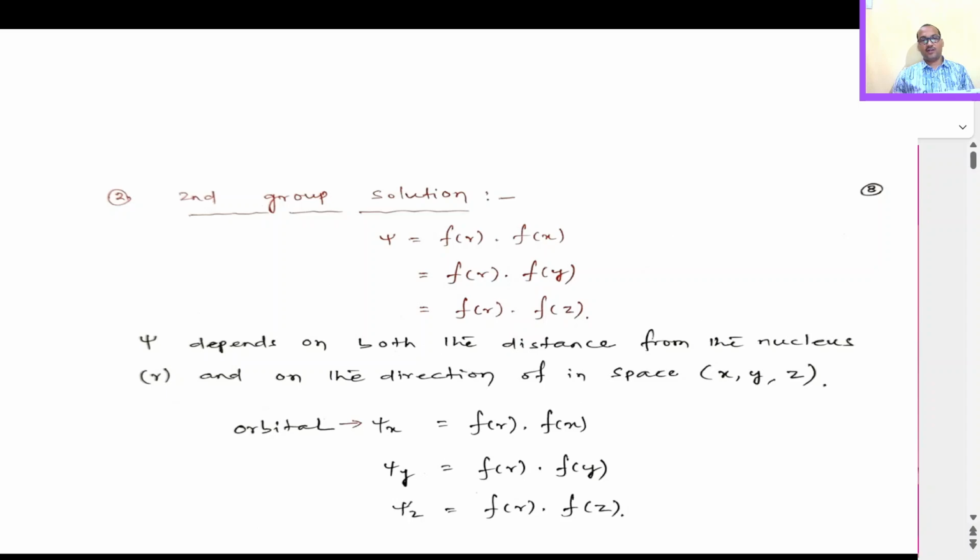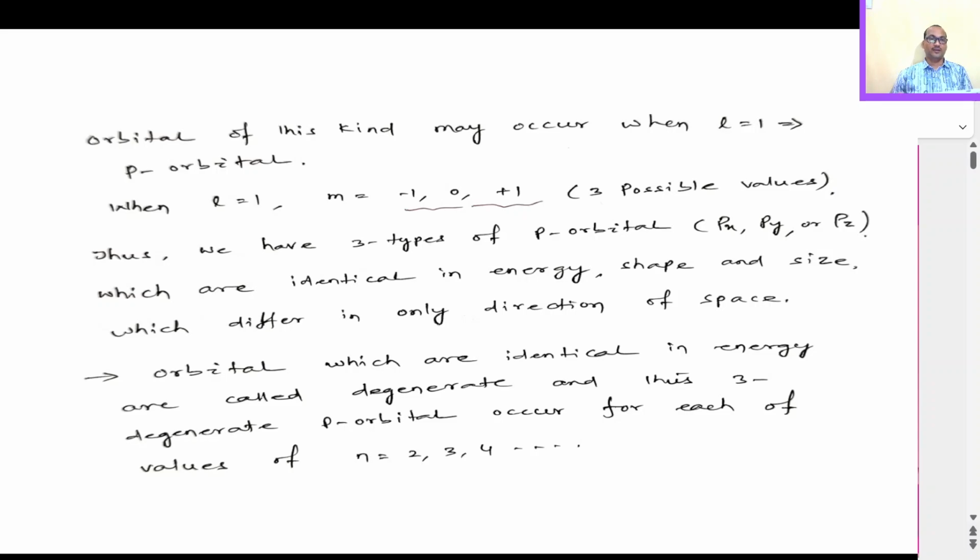In the second group of solution, psi is a function of r into a function of x, similarly a function of r into a function of y, and a function of r into a function of z. So psi depends upon both the distance from the nucleus r and on the direction in space along x, y, z. So psi x equals a function of r into a function of x, similarly psi z equals a function of r into a function of z. Orbitals of this kind occur when l equal to 1, that is p orbital.